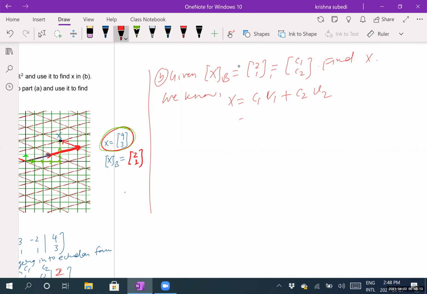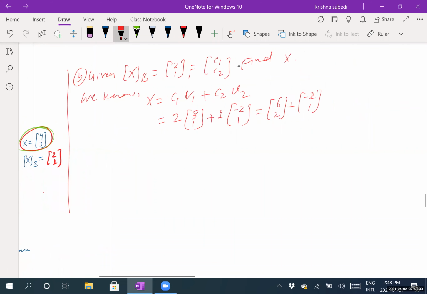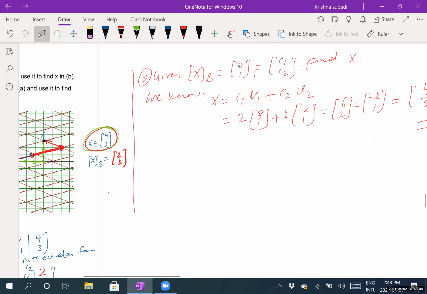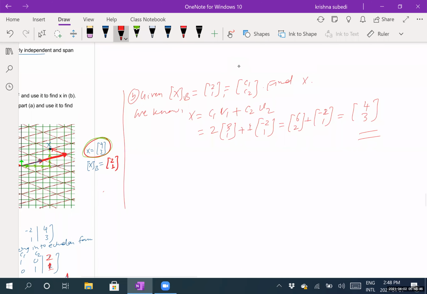We know that. So that means C1 is 2, V1 we already know. So V1 is 3 and 1, given in the question. Plus C2 is 1, V2 is already given, which is negative 2 and 1. So if you work it out, you're going to get 6 and 2 plus negative 2 and 1. So you're going to get 4 and 3. Actually, that is what we got earlier by looking at the graph.